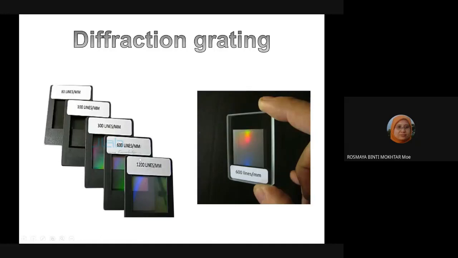Grating. So here are examples of the diffraction grating you use in our lab. There are many types: 80 lines per millimeter, 100 lines per millimeter, 300 and so on. Last week, we discussed diffraction using a single slit. Here we have many slits, thousands of slits, or hundreds of slits.